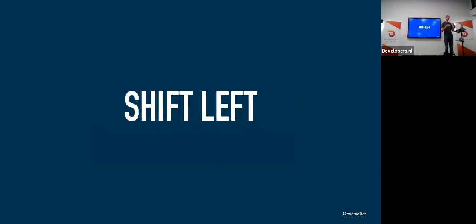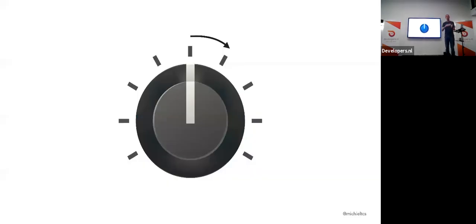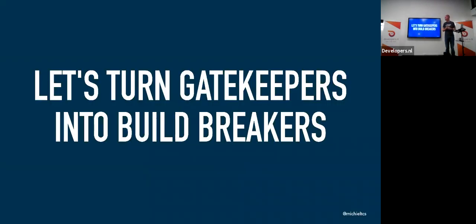Start shifting left your testing activity and your quality activity. Most of all, take small steps, many small steps. And over time, adjust the strictness of your pipeline. Instead of warning on things, start failing on things. Increase the bar for your code coverage, increase the bar for your checkstyle warnings, and make your pipeline stricter. And let's all turn those gatekeepers into build breakers.